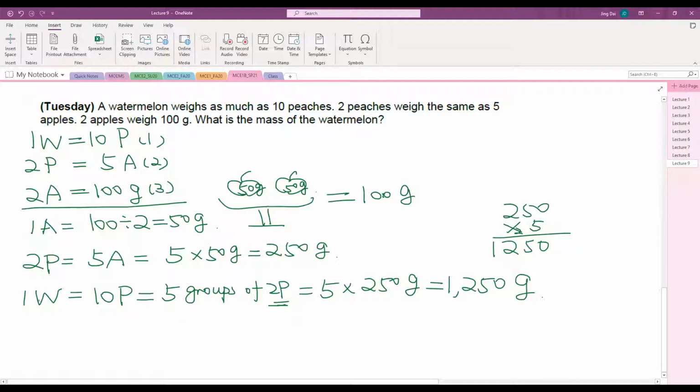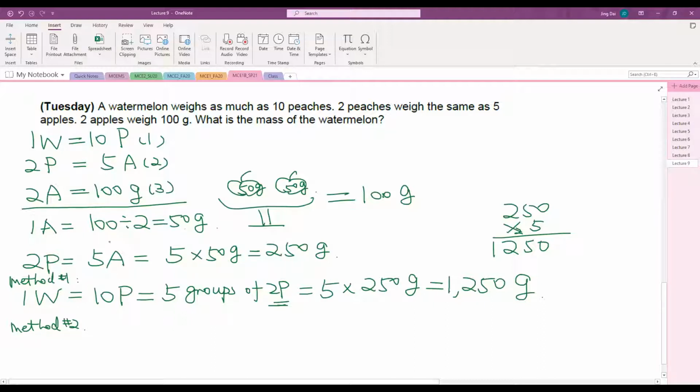Okay, so this is one way. Let me just write it here. This is my method 1 of figuring out the watermelon. But you can also do this. Okay, so we did 2 apples is 100 grams and 1 apple is 50 grams.